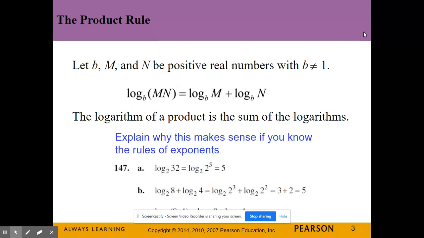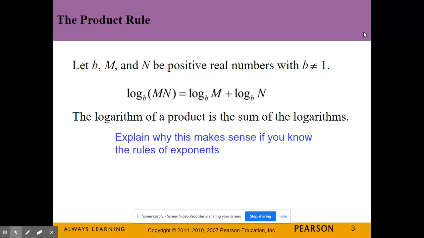So how does that make sense if you know the rule of exponents? Well, the rule of exponents is when you have like bases that you're multiplying, you add the exponents. So in the exponent rule, the multiplication was linked by the addition of the exponents. In this case, the multiplication of what you're taking the log of is linked by addition. So multiplication and addition are linked in that way.